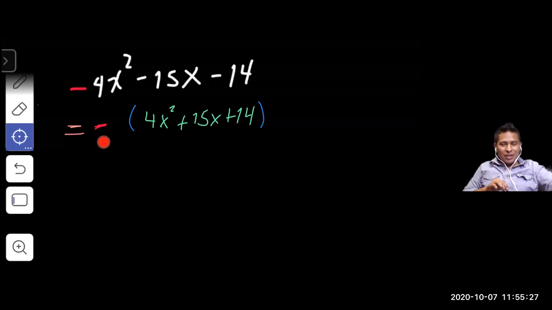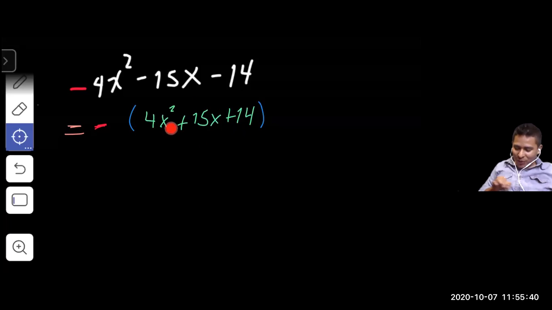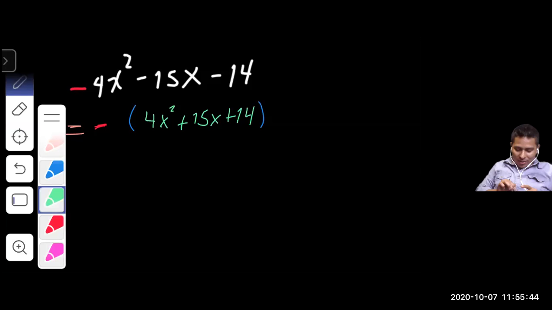I pulled it out. If you don't believe me, check it. This is a 1, right? Negative 1 times 4 is negative 4. Negative times positive is negative. That's the key, guys. Now, this is normal for you, something that you're familiar with. Excellent. Okay, I copied this negative.